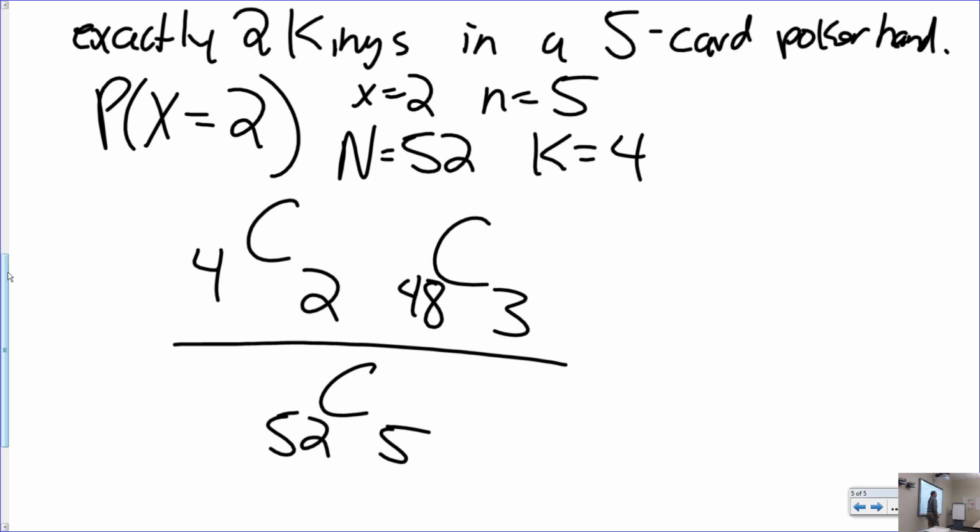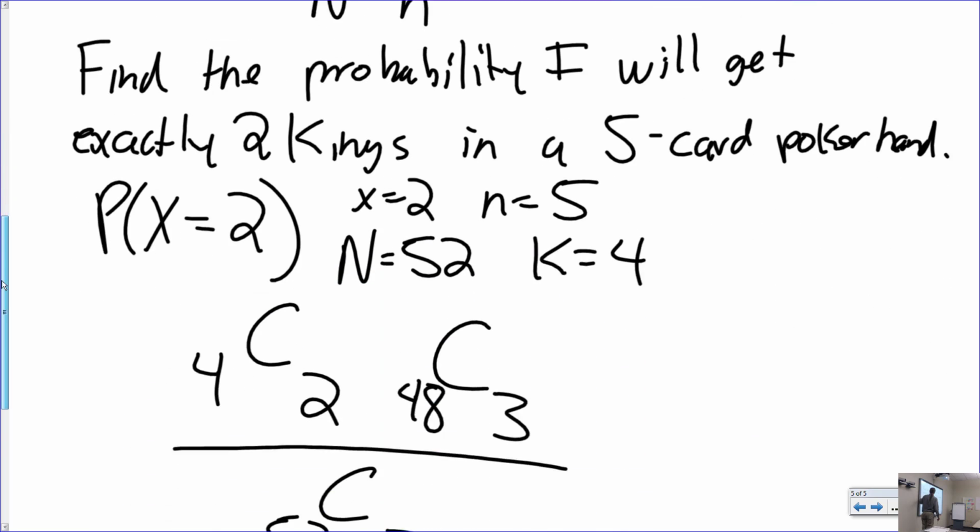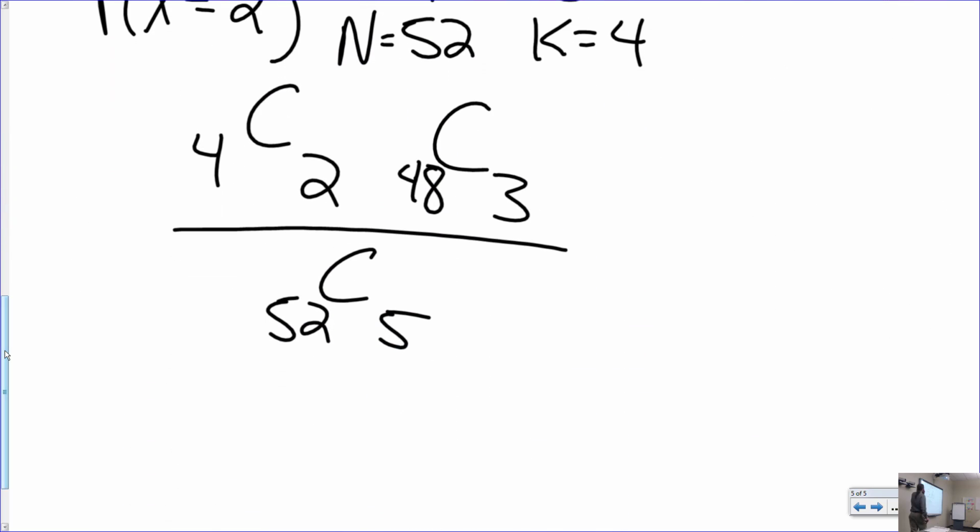N minus k. Yes, up in the formula, that's a capital N and a minus k. I was trying to write it neater and I didn't do a good job. Capital N minus k. And if you think about what these numbers represent, the combination of 4 things taken 2 at a time is your number of ways that you can pick 2 kings out of the 4 kings that are in the deck.